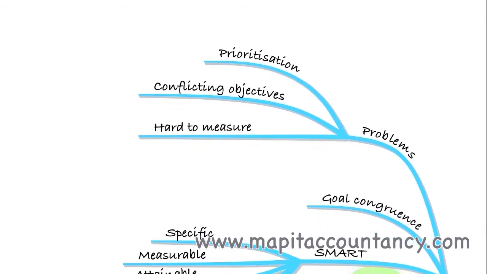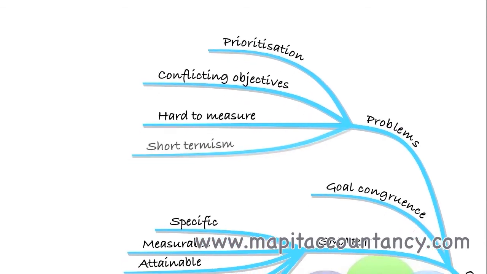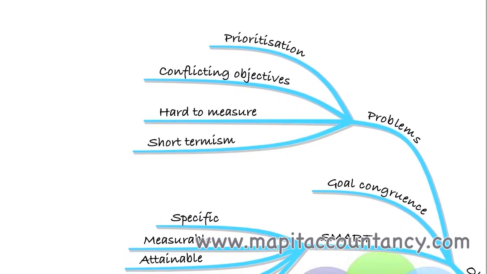Also, when it comes to these objectives, often they're hard to measure. If we're not just thinking about financial objectives where we can put a number on it, then it's difficult to say, well, did we meet that objective or did we not? So we need to have some sort of criteria in order to make it measurable when we come to our objectives. Also, a lot of our objectives can fall into the trap of being short-termist. So focusing on the short term rather than the long term.